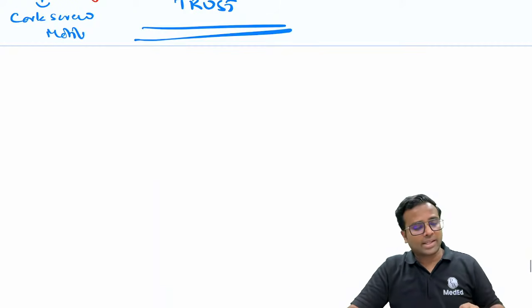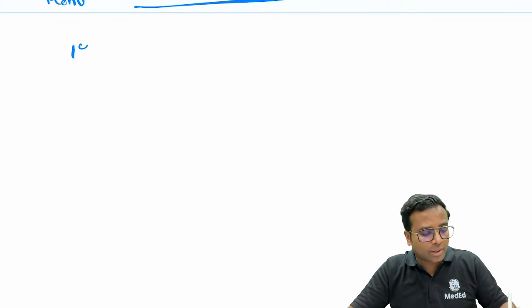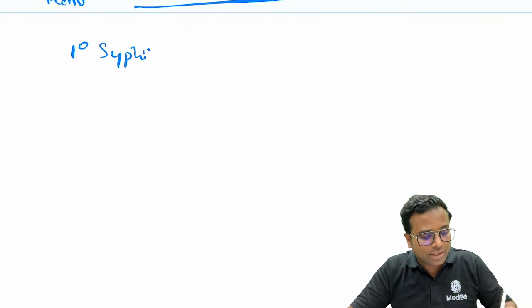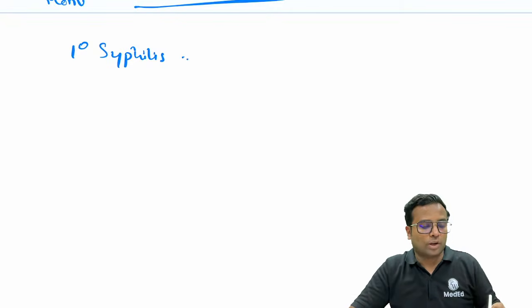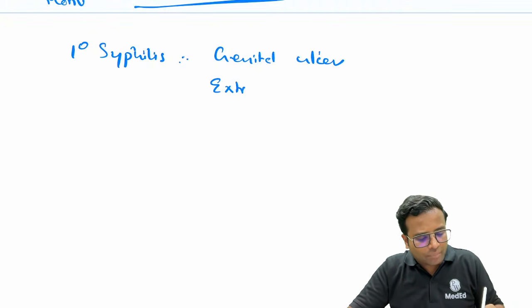Okay. So somebody was asking, how did you rule out syphilis? So see, when you talk about syphilis, what did I do? I said that if it is primary syphilis, primary syphilis will always present to you with a genital ulcer or an extra genital ulcer.